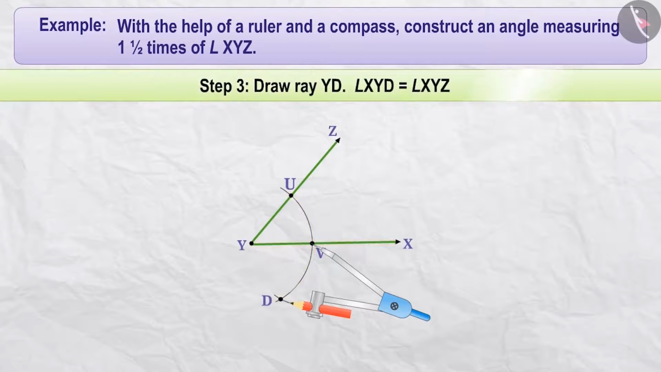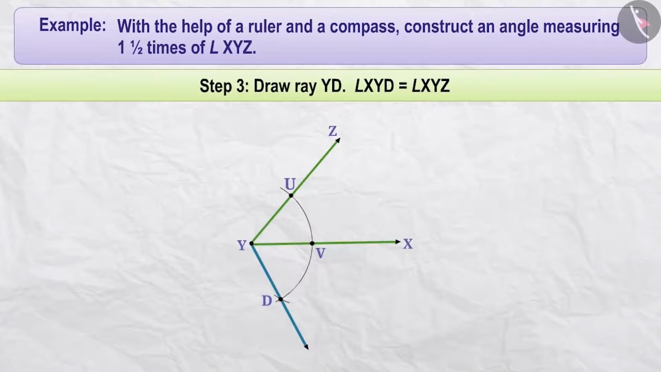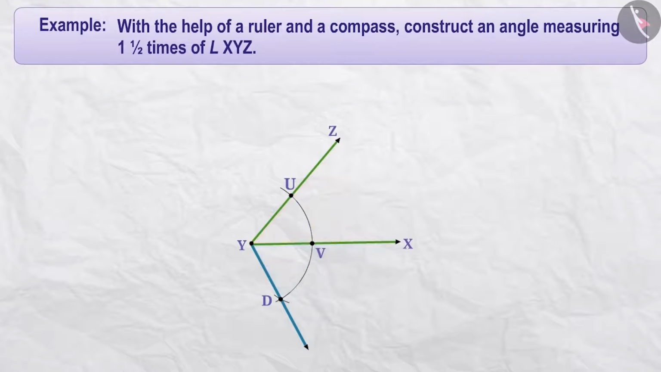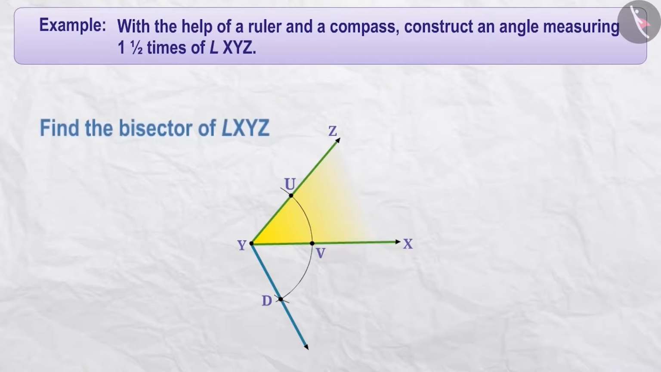Step 3. Now we will draw the ray YD starting from the vertex Y and passing through point D. We obtain angle XYD, which is equal to angle XYZ. Now we will find the bisector of any one angle. Here, we will find the bisector of angle XYZ.